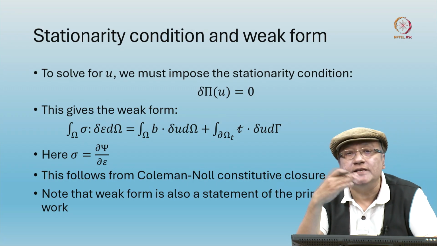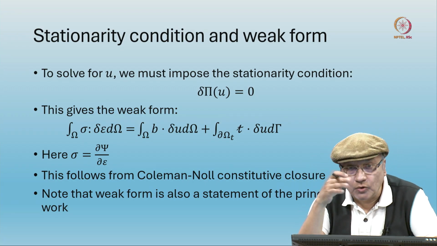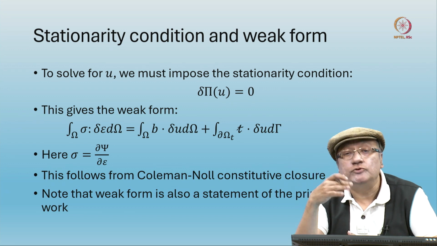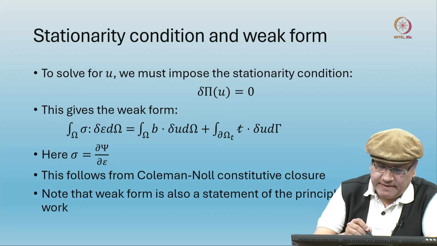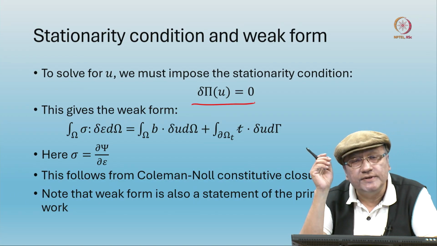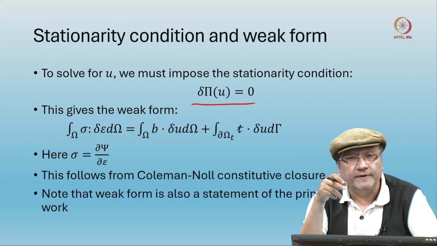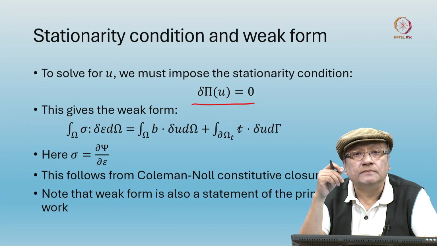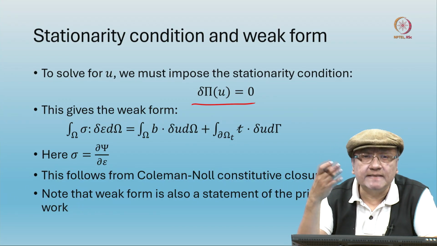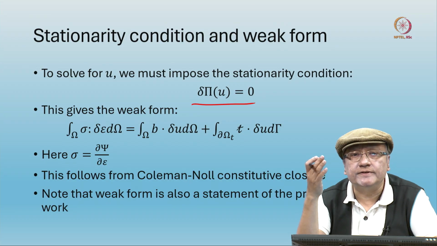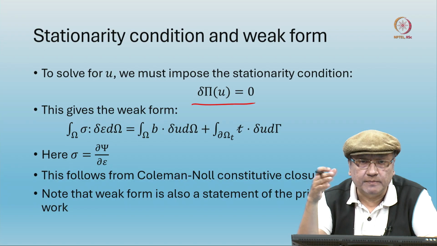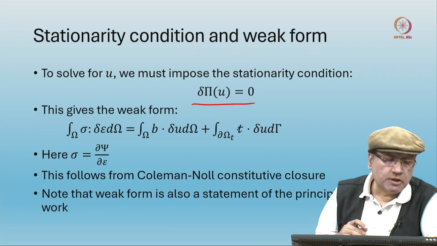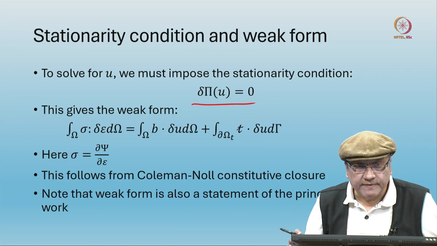So, we need to change u to another function locally, not changing too much, just probe the neighborhood to see that indeed this del pi, which is the variation of pi because of the variation of u, goes to 0. This is basically the same thing as taking the derivative of a function and setting it to 0 to find its minimum or maximum. So, it is a generalization of that same principle.